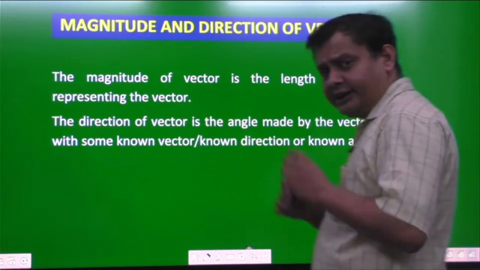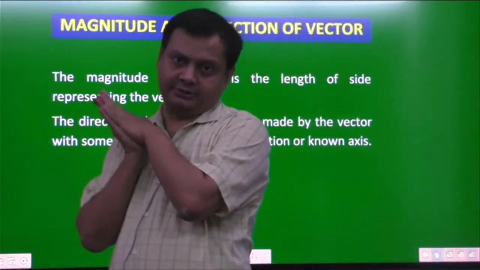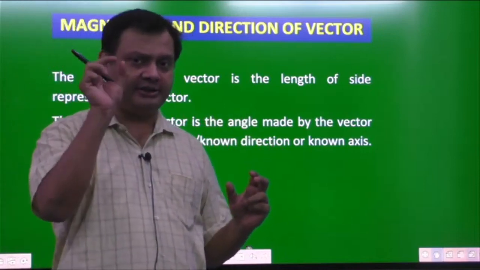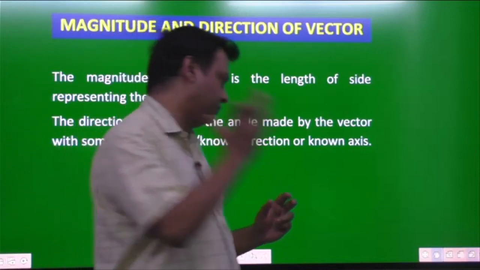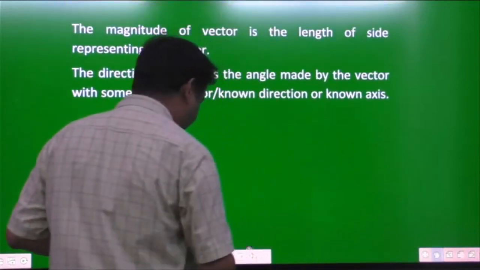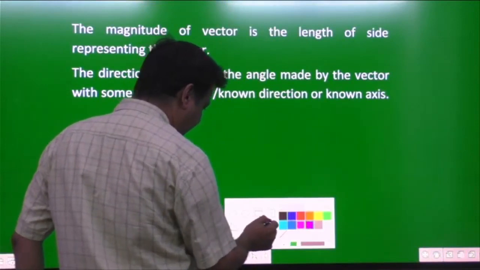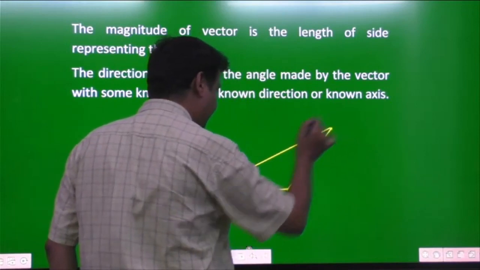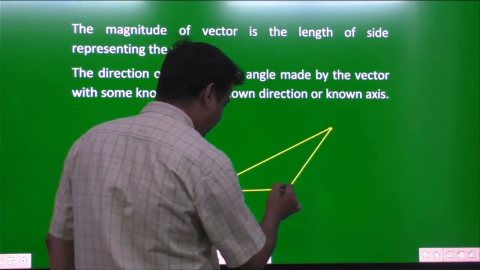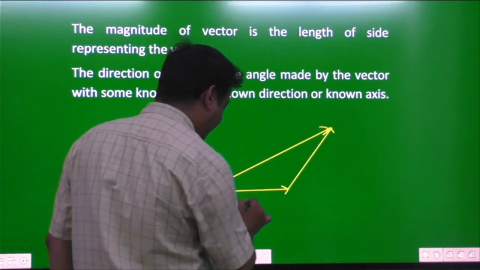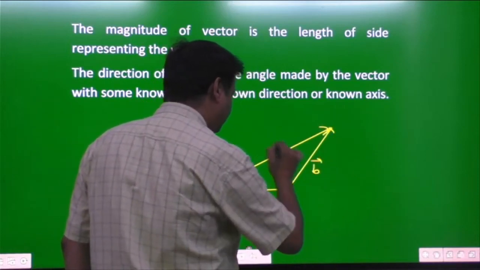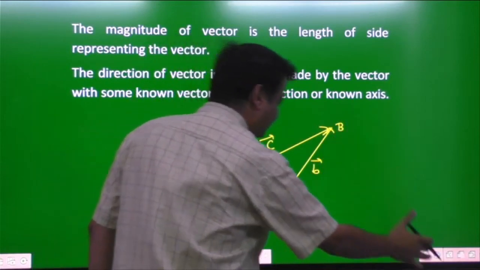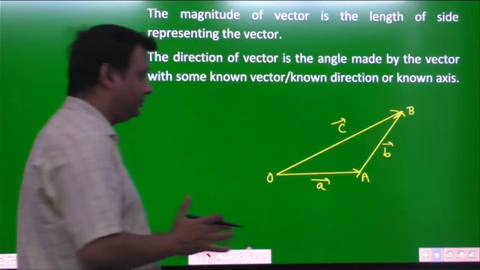Now let's see, already we have seen what is the meaning of magnitude of a vector. So geometrically, the magnitude of a vector is the length of the side representing that vector, correct? So what it means, suppose this is a triangle, okay? This is a triangle, and say this is your vector A, this is vector B, and this is a vector C. Say this is OAB. And suppose we have to find the length of the side OB.